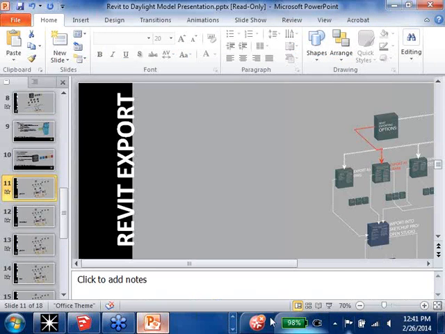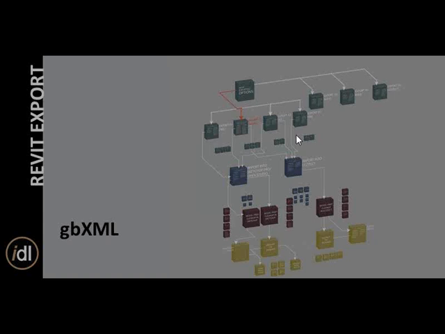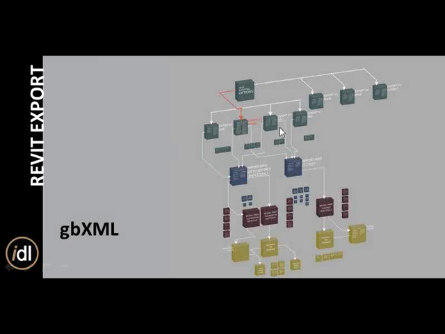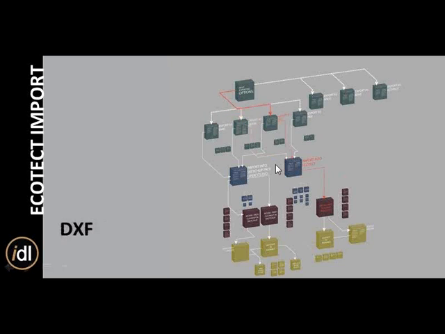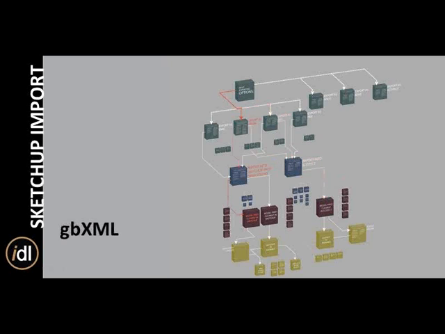So now we've kind of gone through the export process. We're not dealing with FBX. We're just going to deal with DWG, GBXML, and DXF because those are the easier methods and the ones that work best with Ecotech and SketchUp. So next we're going to go ahead and take it from the Ecotech and SketchUp level and import these different file types to kind of give you an idea of the process here.